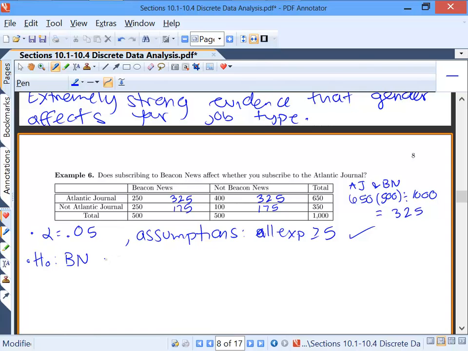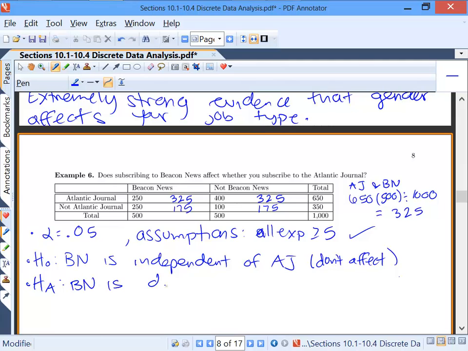Okay, so Beacon News is independent of Atlantic Journal. Whether or not you subscribe to Beacon News is independent of whether or not you subscribe to the Atlantic Journal, so they don't affect each other. And the alternative hypothesis is, of course, that Beacon News is dependent on Atlantic Journal, and vice versa, so they do affect each other.